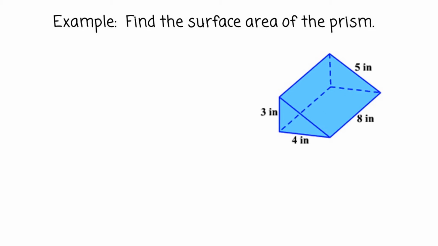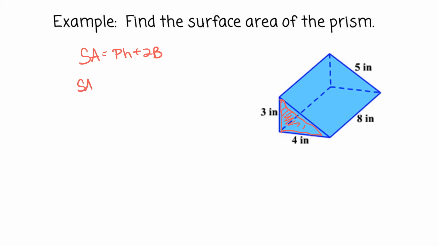Here's another example. Again, I'm going to use my formula. Surface area equals the perimeter of the base times the height of the prism plus 2 times the area of my base. Now this time my base has to be the triangle. Remember, our bases have to be polygons. They have to be parallel to each other and they have to be congruent. The faces with an F are always going to be rectangles. So the triangle here has to be my base.